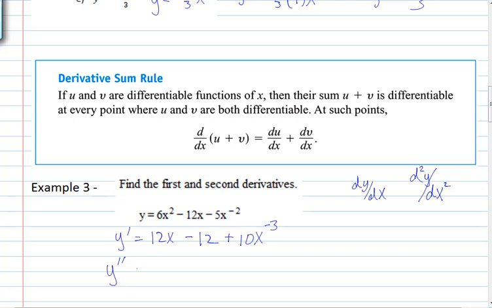Okay, so the second derivative now. The derivative of 12x is 12. The derivative of a constant is 0. 0 is not nothing. And then the derivative of the last term is... very good. You found the first and second derivatives. I didn't tell you to simplify, so hey, let it be.